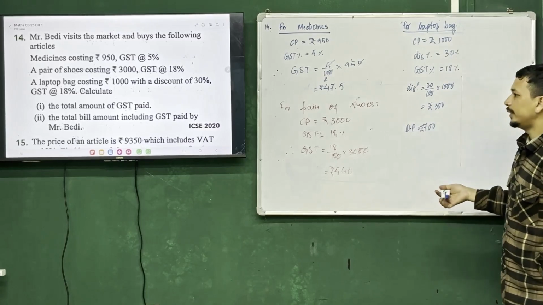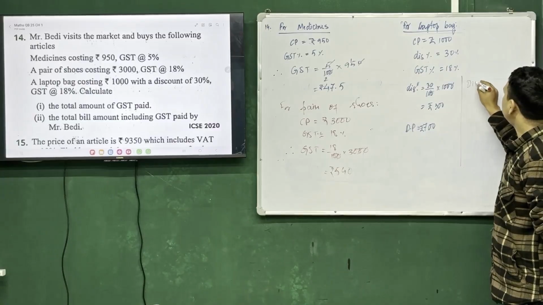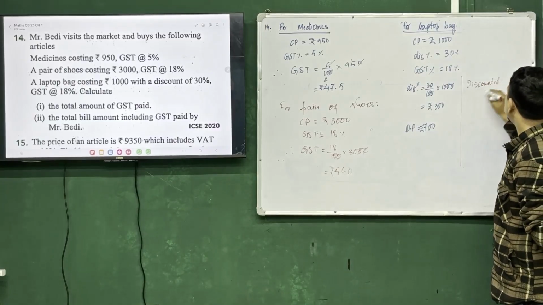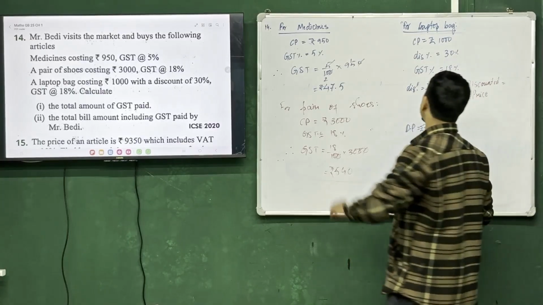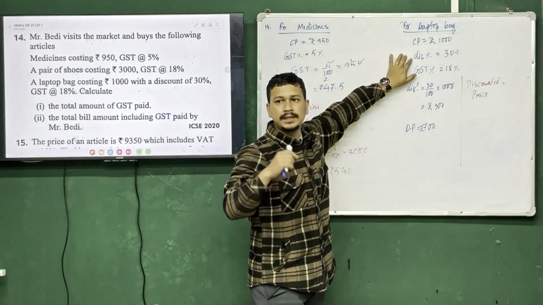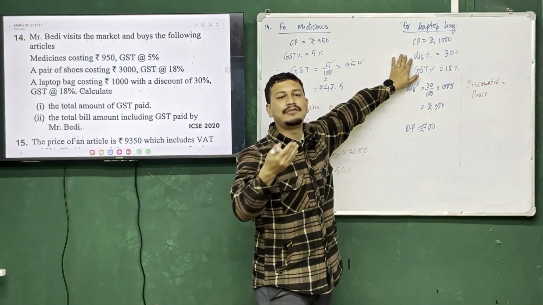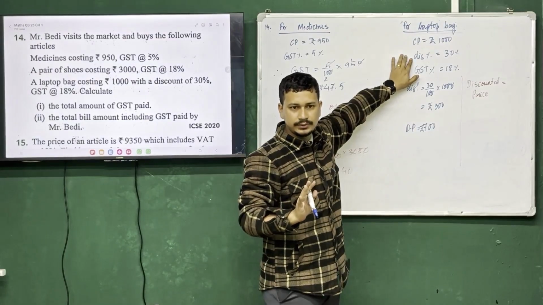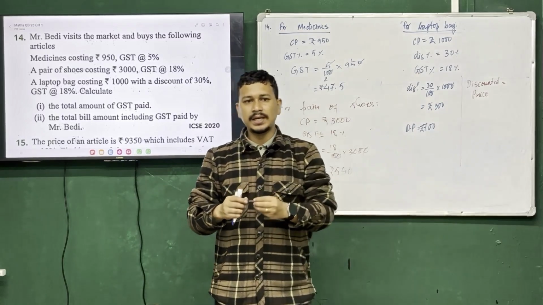But there's another way to do it. It's much faster. That is, you can directly find the discounted price. So how do we do that? See, discount is how much? 30%. That means that 30% has been removed for you. So you will have to pay only 70%. Yes or no? Right? Are you getting my point? See what I'm trying to say?